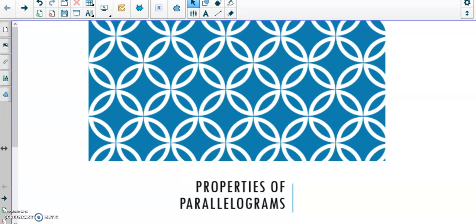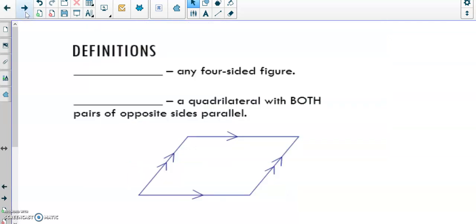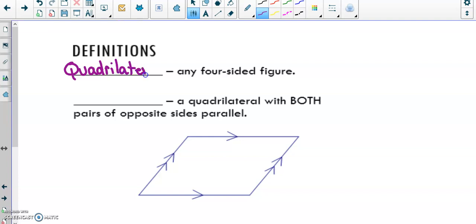Today we are starting Unit 4 on quadrilaterals, and our first lesson is the properties of parallelograms. Alright, so here's a couple of definitions. A four-sided figure is called a quadrilateral, quad meaning four. And a quadrilateral with both pairs of opposite sides parallel is called a parallelogram, and that's what we're talking about today.